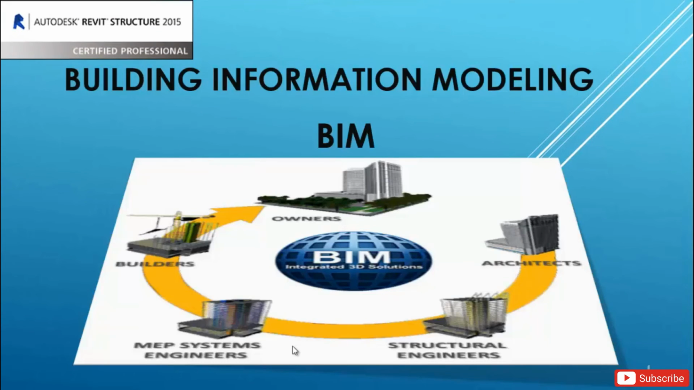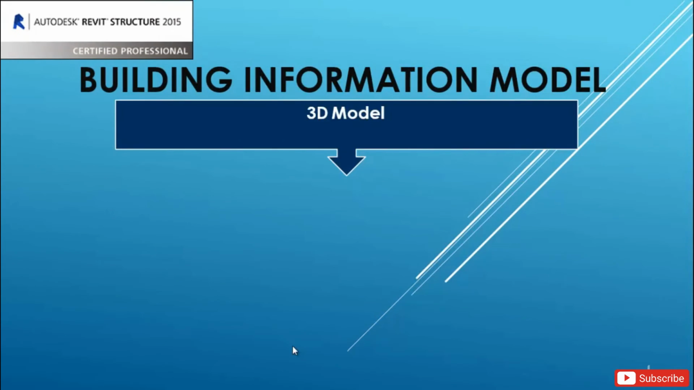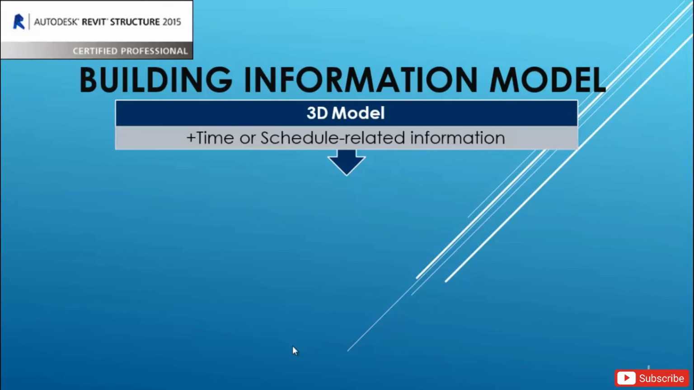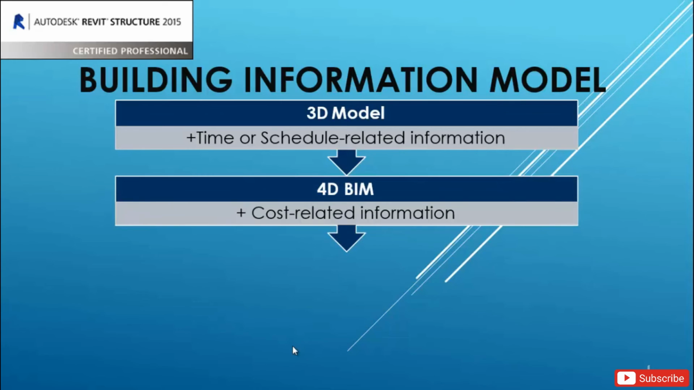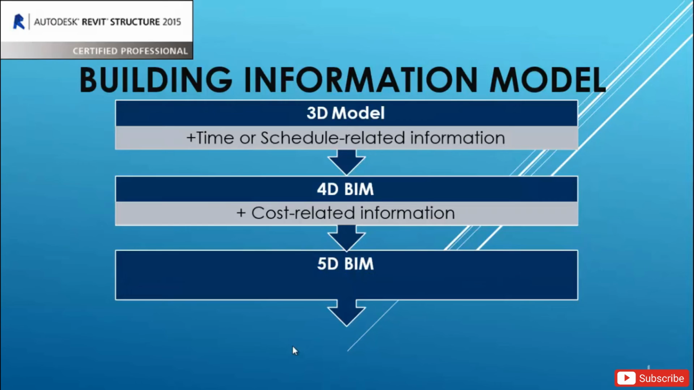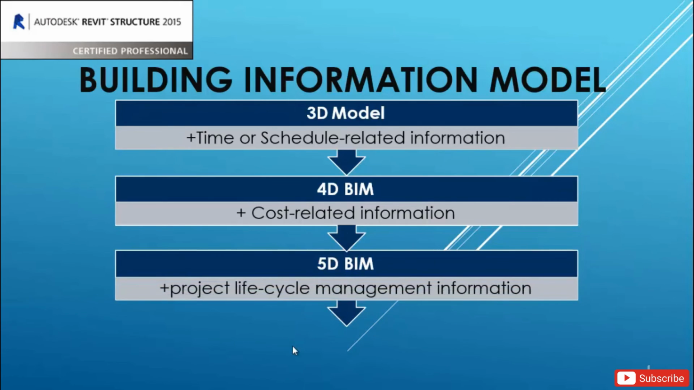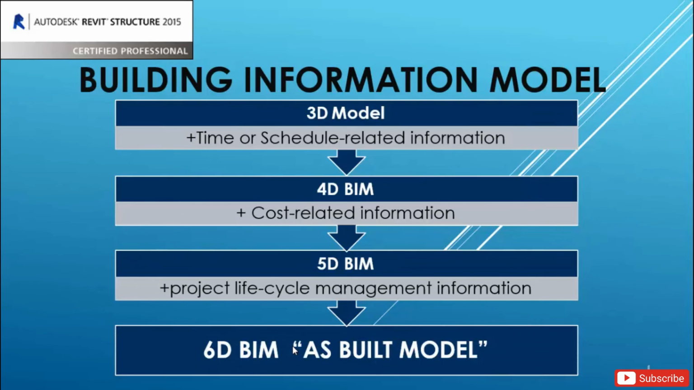Building information modeling, as we said before, uses a concept called the building information model, a 3D model. When I add information or data of time and schedule, we get a 4D building information model. When the 4D model has cost related information, it gives me 5D BIM, or the 5D building information model. If we add project lifecycle management information, we now have the 6D BIM, or the as-built model, and that's the main use of Revit.